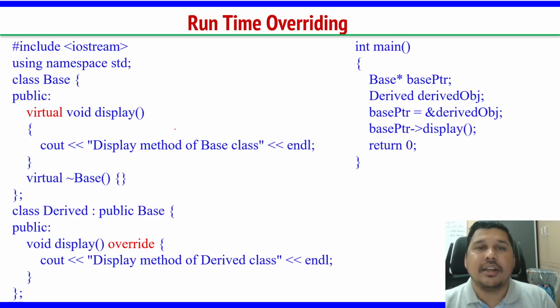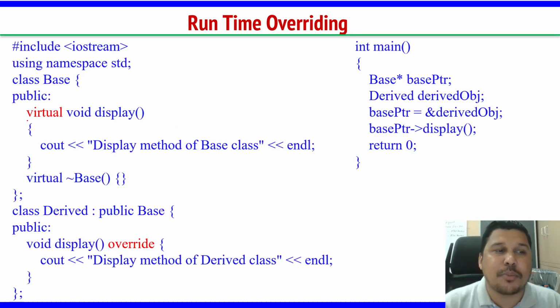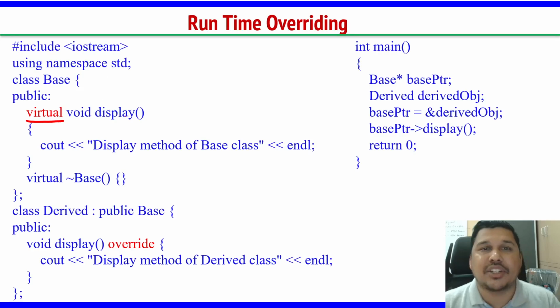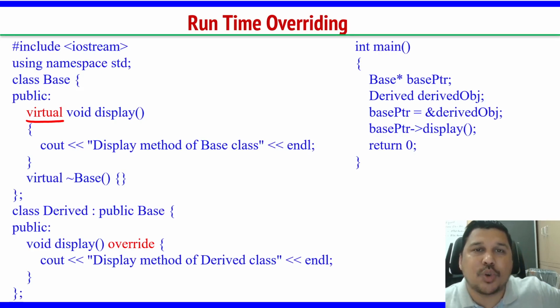See here. In runtime overriding, we are using virtual. Why are we putting virtual here? Let's try to understand this example. I'm just revising those concepts of constructor, destructor, inheritance plus virtual functions.